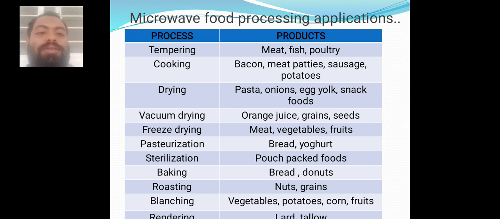Microwave applications. In tempering, it is used for meat, fish, and poultry. There are various microwave processes like tempering, cooking, drying, vacuum drying, freeze drying, pasteurization, sterilization, baking, roasting, blanching, and rendering. The products used are bacon, meat patties, pasta, onions, orange juice, meat, fruits, vegetables, bread, pouch packets, nuts, grains, vegetables, etc. These are the various applications of microwave processing.